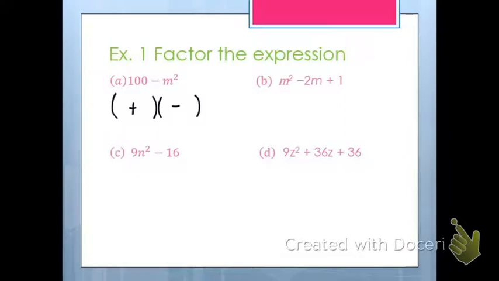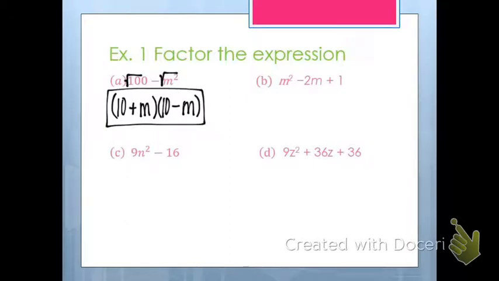So here's a great reminder, and we're going to do this in our notes. You do not have to do this on tests and quizzes and homeworks, but let's do it in our notes. Let's draw the little square root symbol over the terms. So what is the square root of 100? Each binomial gets a 10. And what's the square root of m squared? M. So each binomial gets an m, and this is our final answer. That's it. Let's move on to letter B.